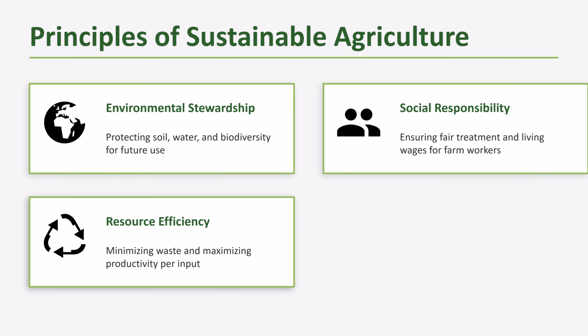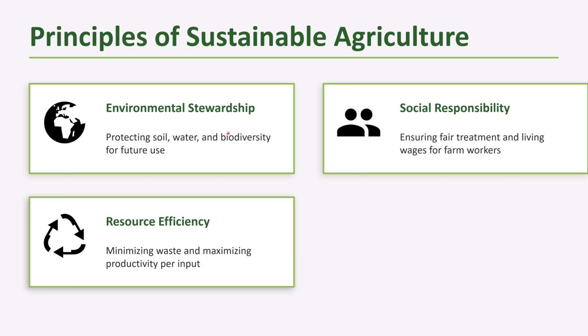To achieve the goal we just discussed, feeding the present without compromising the future, we must follow three core principles of sustainable agriculture. These principles act as a roadmap for ethical and efficient farming. First is environmental stewardship. This is the green heart of sustainability.